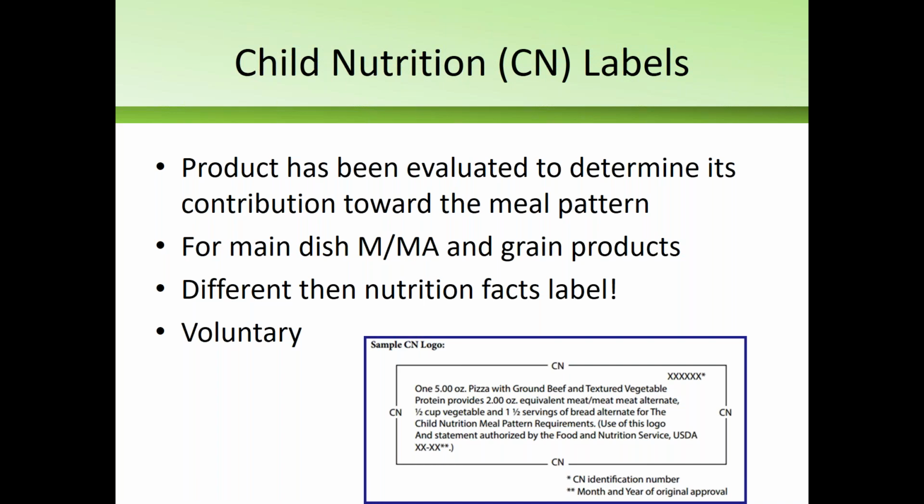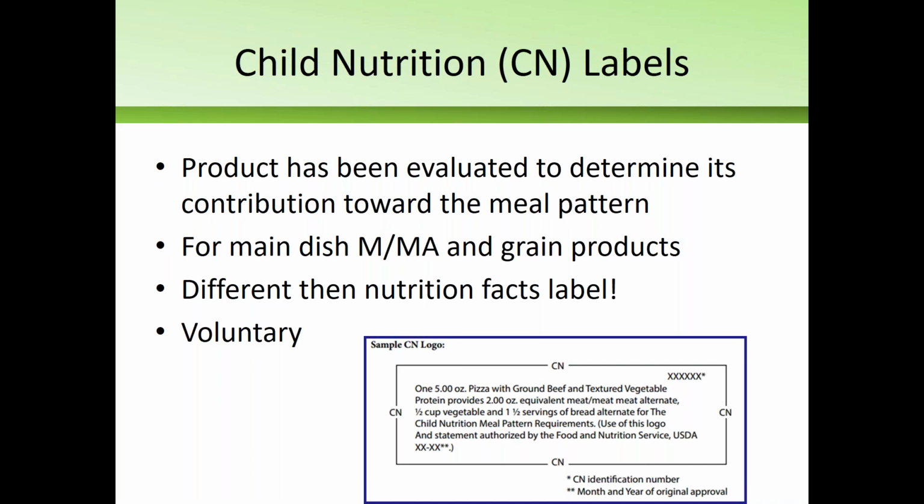Now let's talk about child nutrition or CN labels. If you're not already familiar with CN labels, you will be soon in the school nutrition world because they are highly used and sought after. With a CN label, the product has been evaluated by USDA to determine its contribution to the meal pattern. Manufacturers send their recipes to USDA to be evaluated so they can have this distinct label. And so you'll see them for main dishes that contain meat alternate and grain products, such as a pre-made pizza.